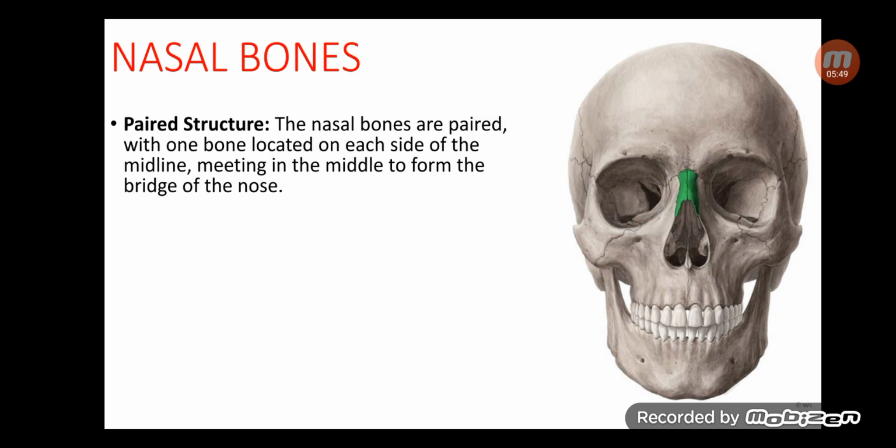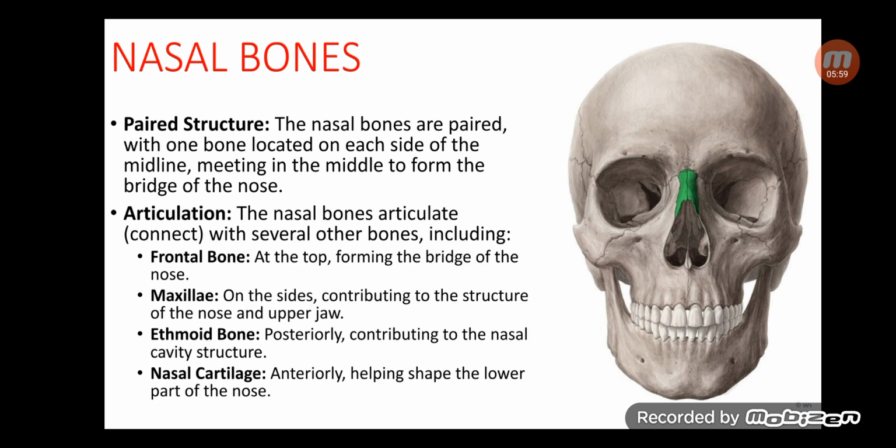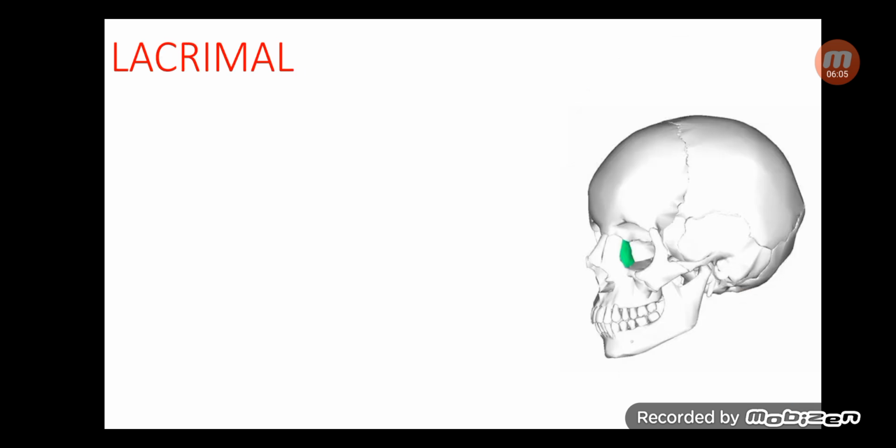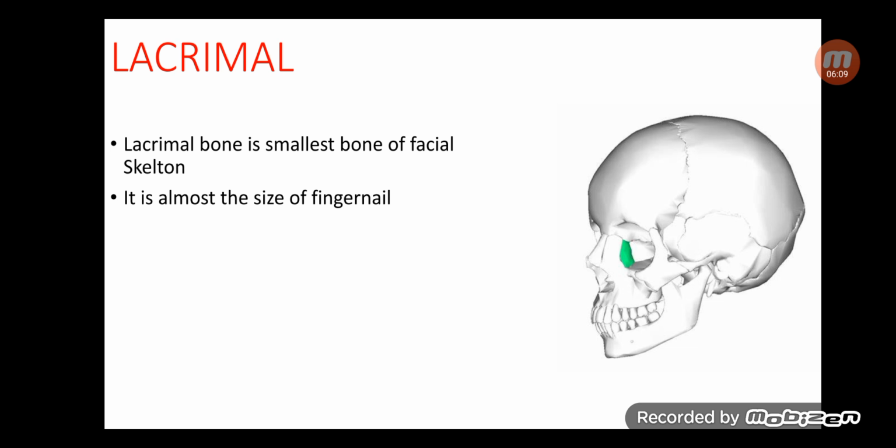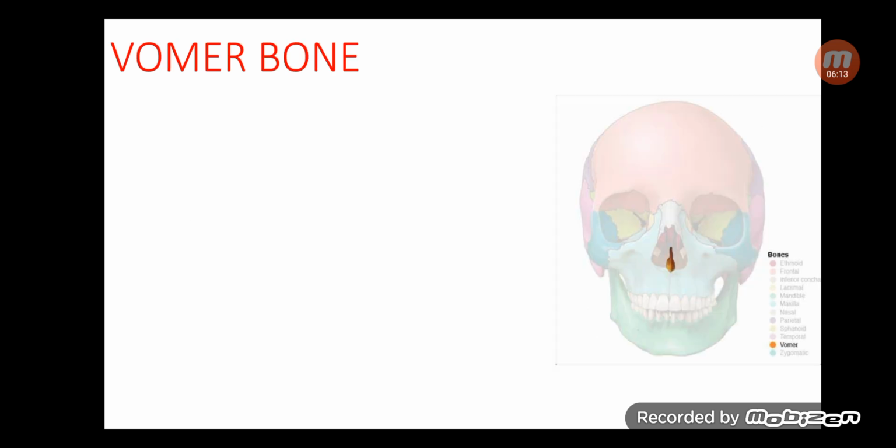Then talking about the nasal bones, it is a paired bone. Nasal bones are paired, which are located on each side of the midline, meeting in the middle to form the bridge of the nose. Talking about its articulation, it articulates with the frontal bone, maxilla, ethmoid bone, and nasal cartilage. Now let's talk about the lacrimal bone. Lacrimal bone is the smallest bone of the facial skeleton. It is almost the size of a fingernail. It helps in the process of lacrimation.